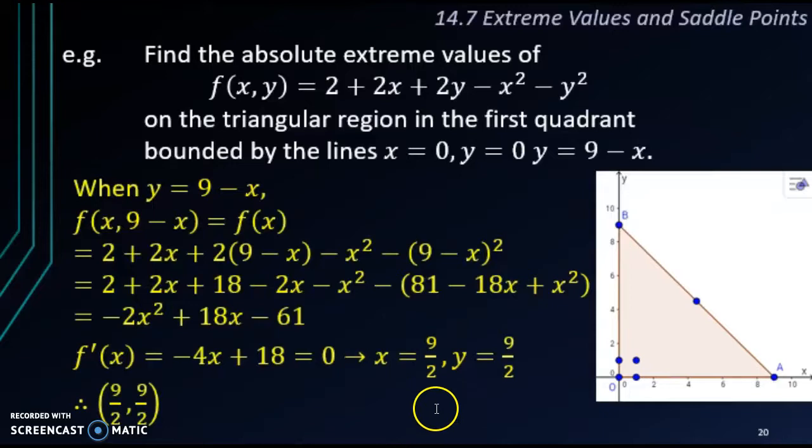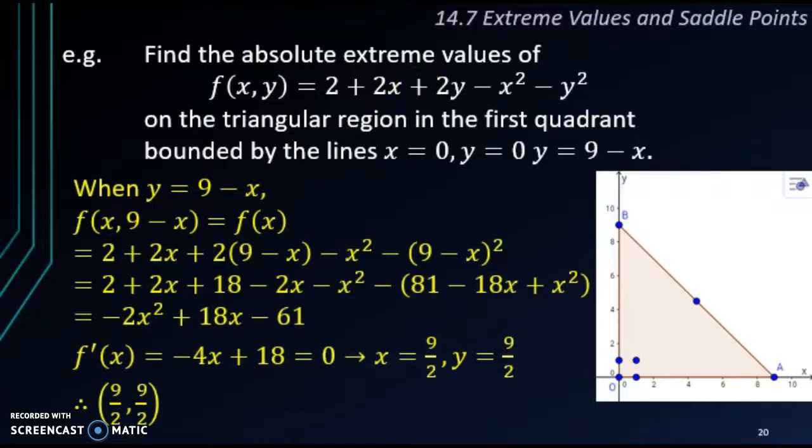After we get x equals 9 over 2, we need to substitute back this 9 over 2 into the x here in order for us to get the y. And after getting the y, we will get the point 9 over 2, 9 over 2. Remember, your x is supposed to be substituted inside here and not here.